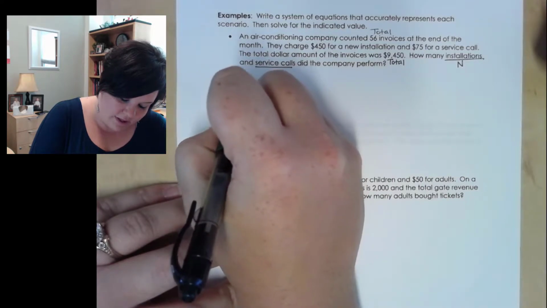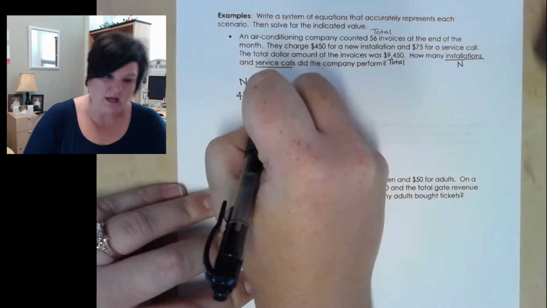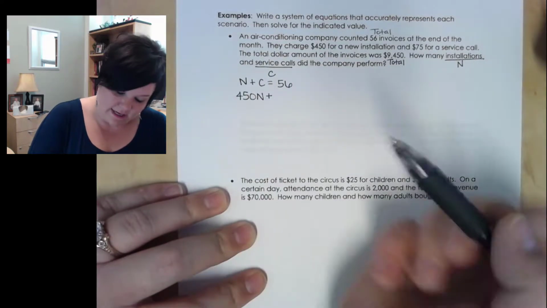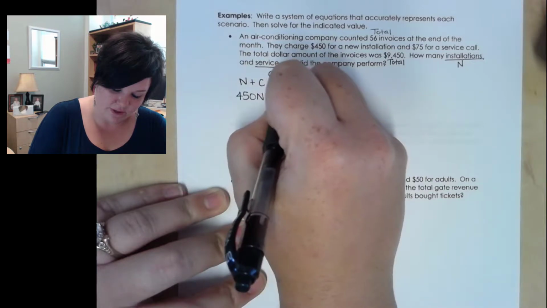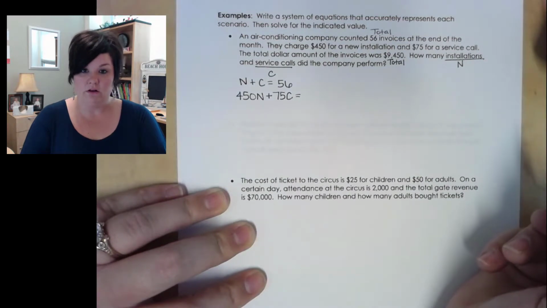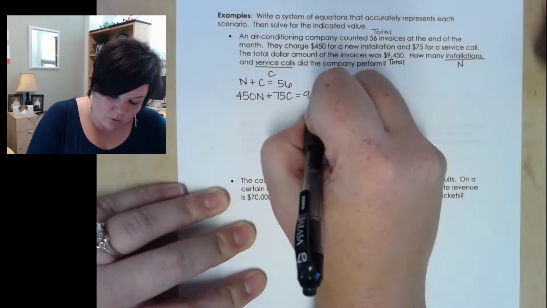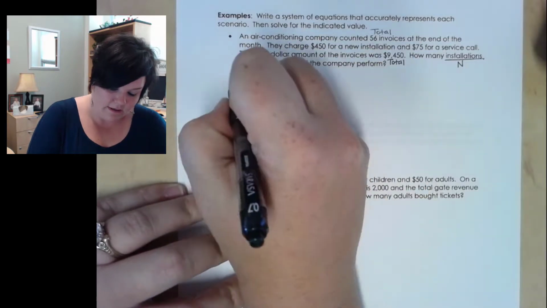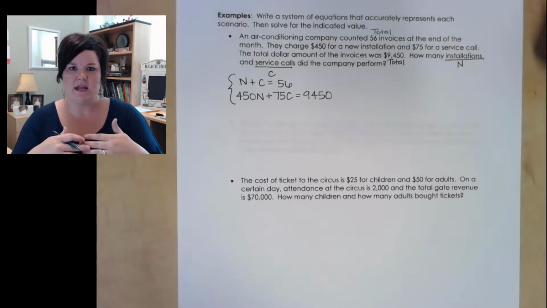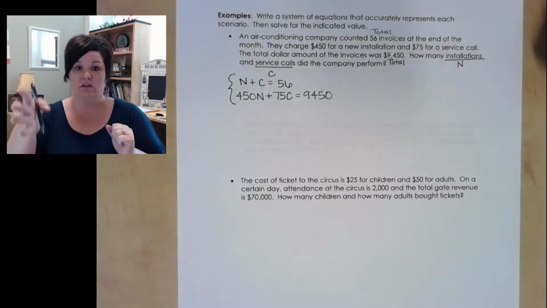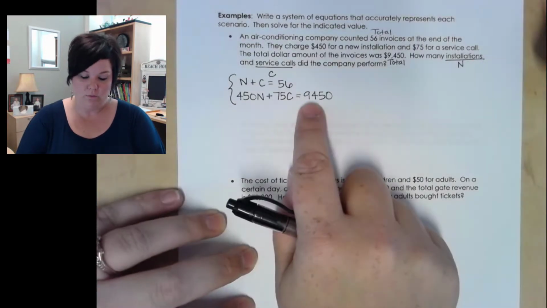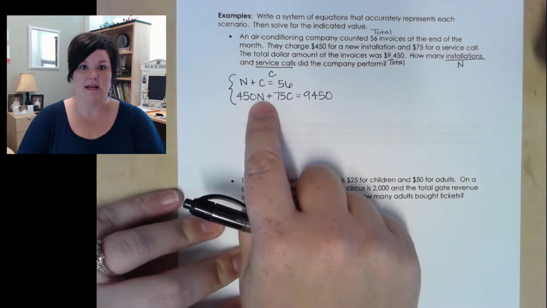So I'm going to do 450 N plus, right, because that's how we calculate it, $450 times each new installation plus $75 for each service call. And we ended up with a total dollar amount of $9,450. Okay, so this is my system of equations. Is everybody kind of okay with how we got there? Okay, total invoices is just our calls plus our installations, right? But then to get this dollar amount, we do the price per thing, right, added together.